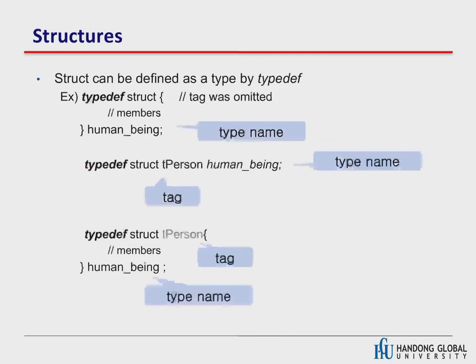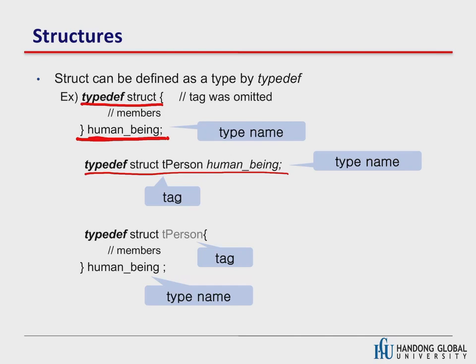Okay, as I just mentioned, we can use typedef for the structure to define our own data type. So we have typedef struct, and now human_being is a type name like int. From now on, with this statement, we can use human_being as a type like int, or we can define struct t_person as a human_being.